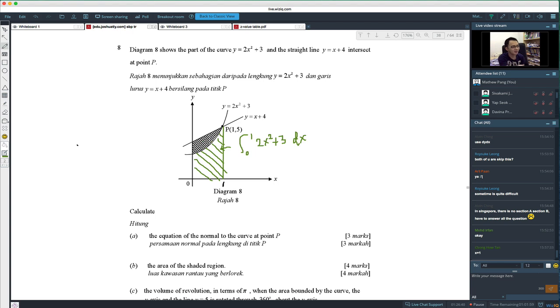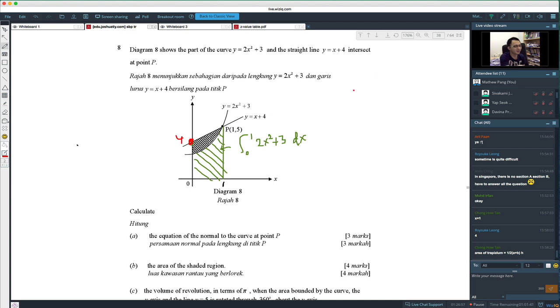I have some problem here. I do not have this point, so I need to find this point first. Maybe I use red color, it's more obvious. I will need to find this point first. This point is the y-intercept for the straight line, right? So this is 4. So if I have the point ready, I can find the trapezium easily.